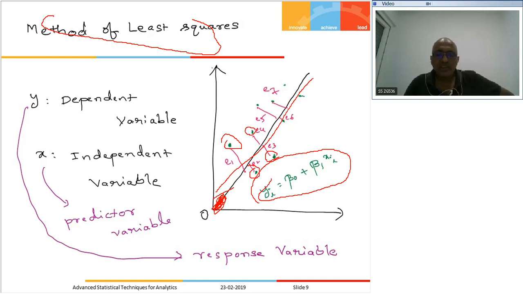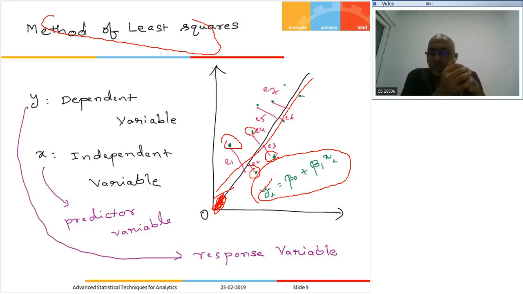Now if you see here, this is the original point. When I draw the line, I am considering this point, right? This is actually the original point. Instead of this, I am considering this. That means this is an error, right? Similarly, this is the original point, second point, and this is what I am considering. So this is E2, similarly E3, similarly E4, similarly E5, and so on. So what are these E1, E2, E3, E4, E5? These are the errors, right?